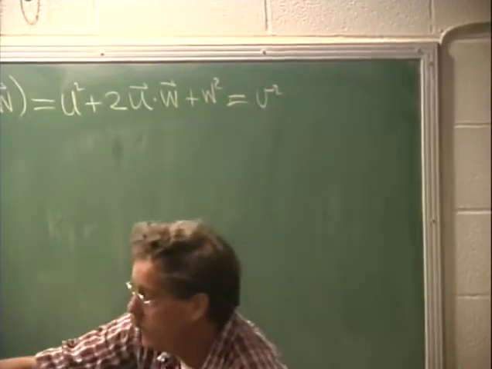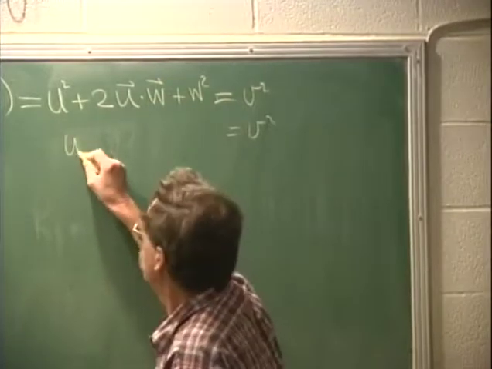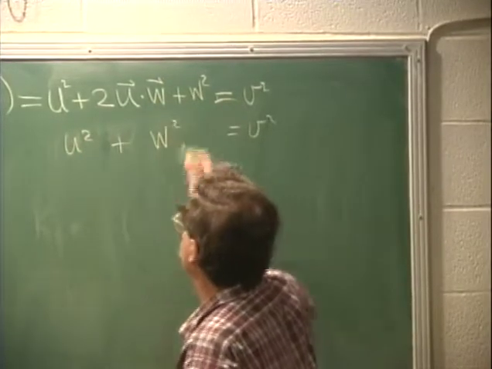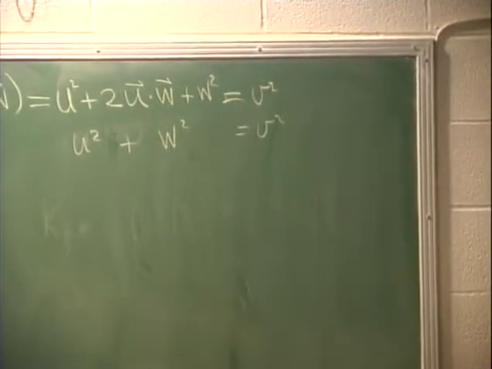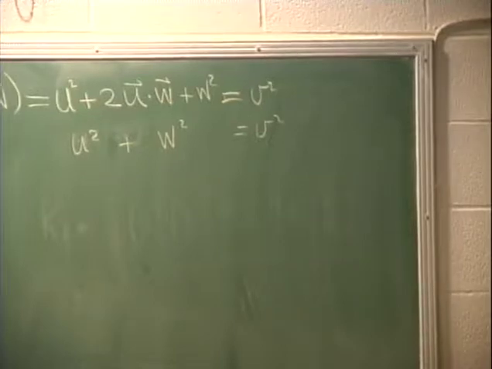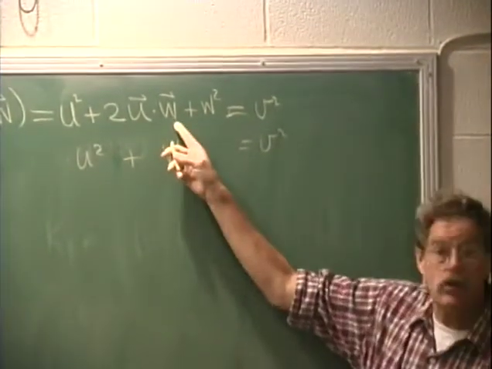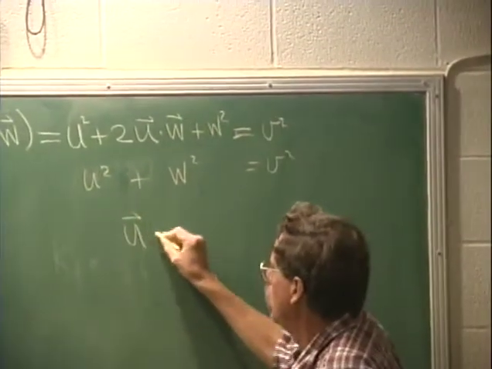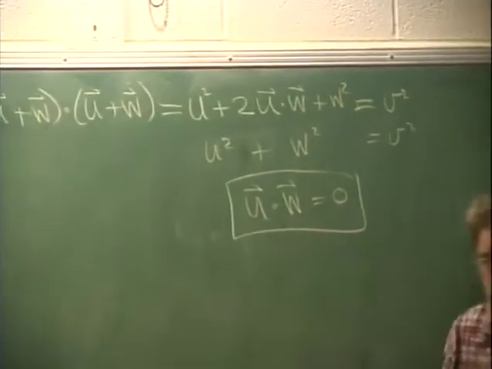But on the other hand, I know from conservation of energy that v squared is equal to u squared plus w squared. What do you conclude from the two of those? Oh, have I lost you? Somebody said it: u dot w is equal to 0. It's got to be.